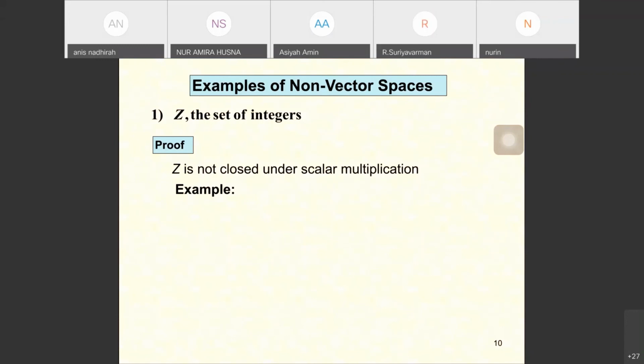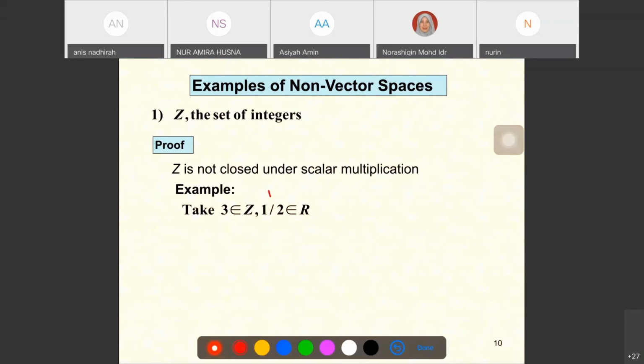I take 3 and I take C is equal to half. And when I times C with 3, the half with 3, I get 3 over 2. And 3 over 2 is not an integer. So this example shows that Z is not closed under scalar multiplication. So Z cannot be a vector space. Okay? Amirudin?